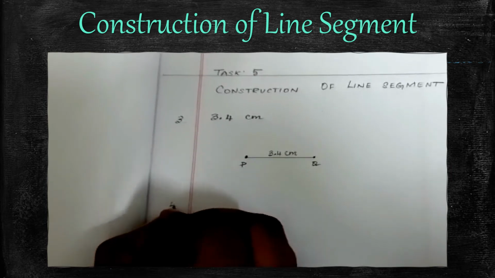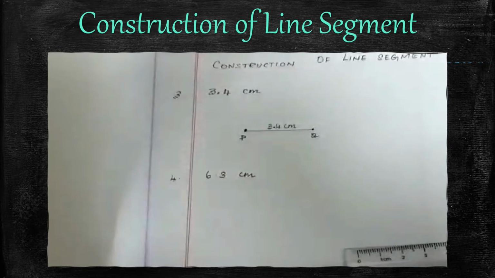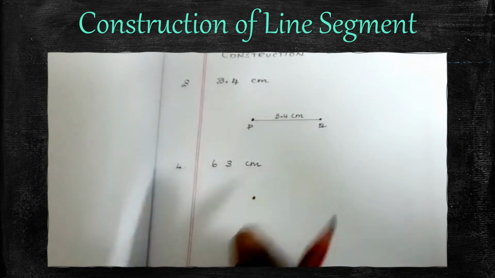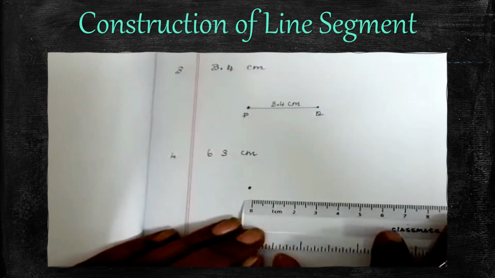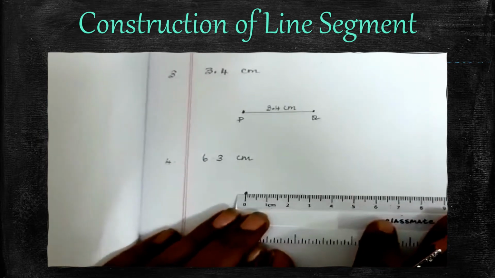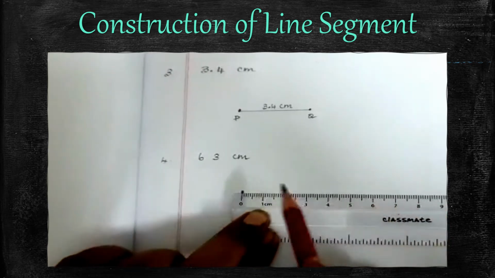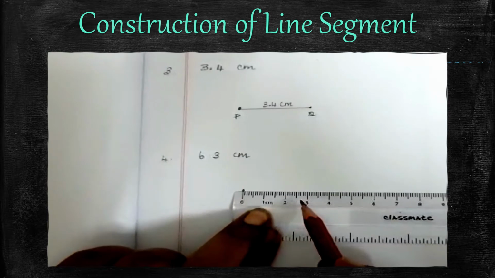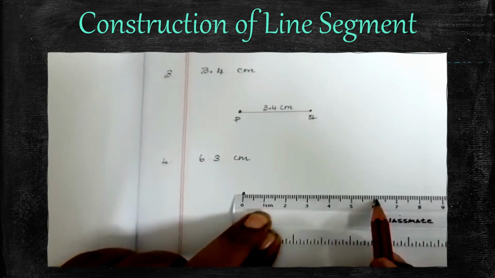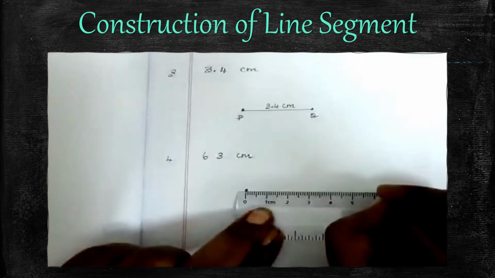Fourth sum, 6.3 centimeters. So what is the first step? Mark a point. Keep your ruler exactly with the 0 centimeter on the point. Our measurement here is given as 6.3. So we have to go from 0 to 6.3. 0, 1, 2, 3, 4, 5, 6. And the smaller one, 1, 2, 3. So 6.3.